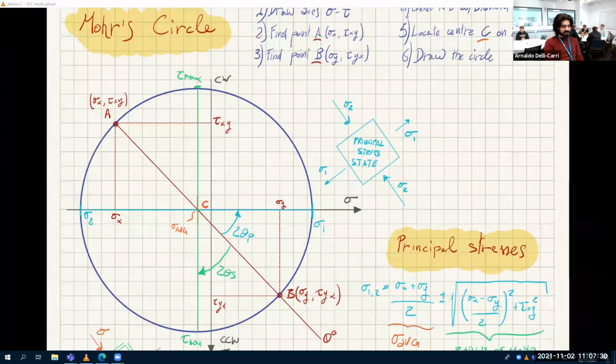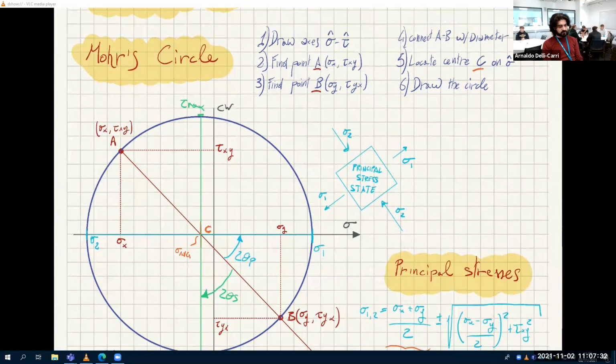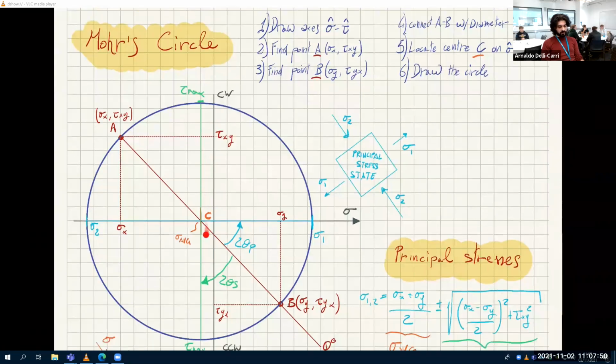So this is what we did last time, basically. So I put here how you draw Mohr's circle: draw the axes, find the point A, find point B, connect them using a diametral line. So you locate the center here, that must be here because the tau is the same for clockwise and counterclockwise. So there is a symmetry axis on the sigma axis. So the center is always on the sigma axis, and then you can draw the circle. Once you know the center at point A, you point your compass here and draw the circle all around. Very easy.